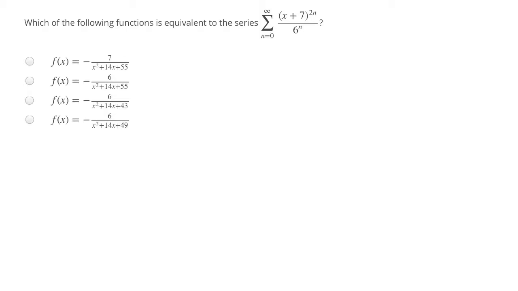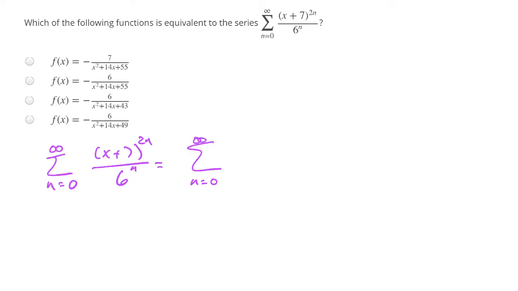All right, so in this, we are asked to find the function that corresponds to this particular power series. Well, we can start by taking that function, and for each one of the terms, we can write it as something to the n power. Okay, so 6 to the n. We can say this is n equals 0 up to infinity.